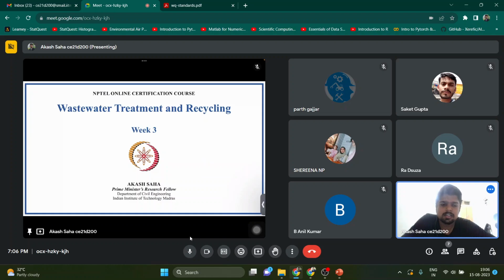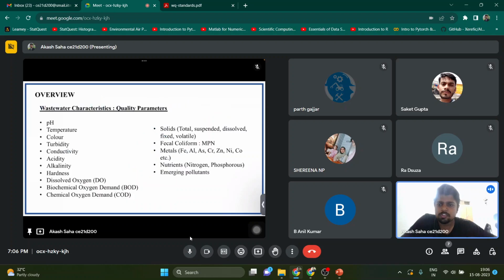We are in week 3, and in this week 3 we have learned about the wastewater characteristics. That is, we learned about many of the quality parameters. So we have seen that there are various types of quality parameters starting from physical, chemical, and biological parameters. These are all the parameters that we have learned in this week 3, which are listed here. So can someone tell me a few of the biological quality parameters? Which of these are a few of the biological parameters?